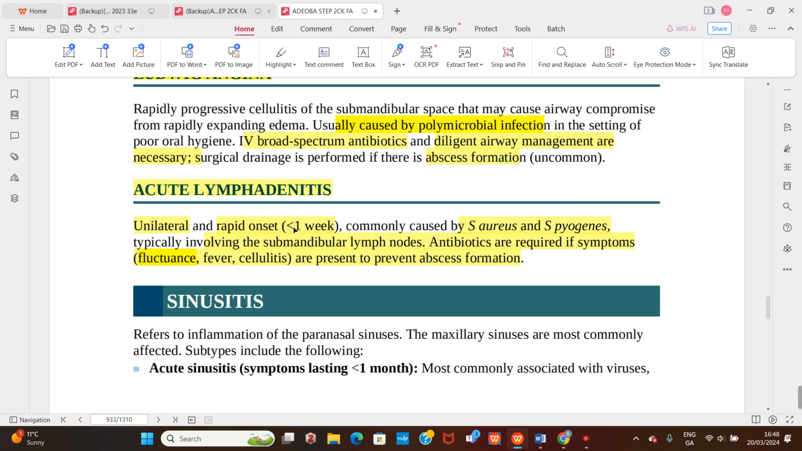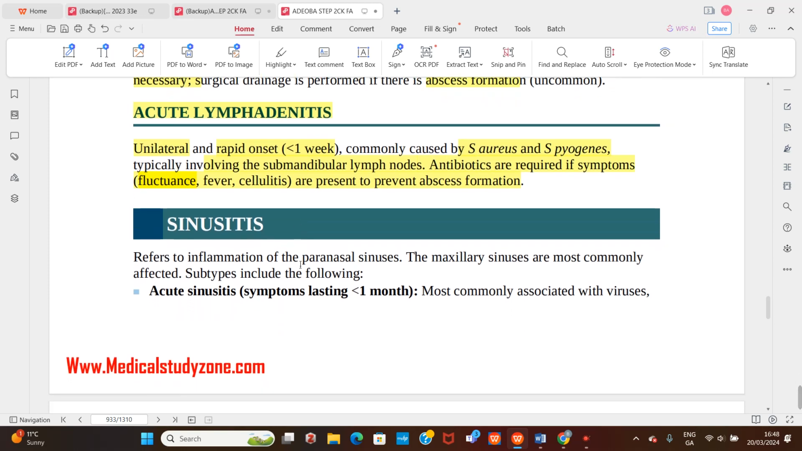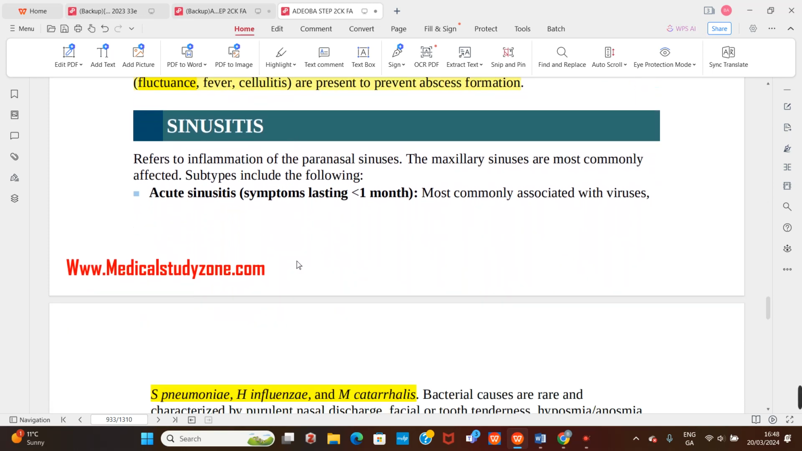So the common organisms there: Staph aureus, Strep pyogenes. They resolve usually within 1 week and they are unilateral. That is it. You can have some chronic infections too, like someone having TB. They can also cause unilateral lymphadenitis, but it will be for more than 1 week. They are usually chronic. But if you are having lymphadenitis for less than 1 week, unilateral, you can consider your Staph aureus or your Strep pyogenes.